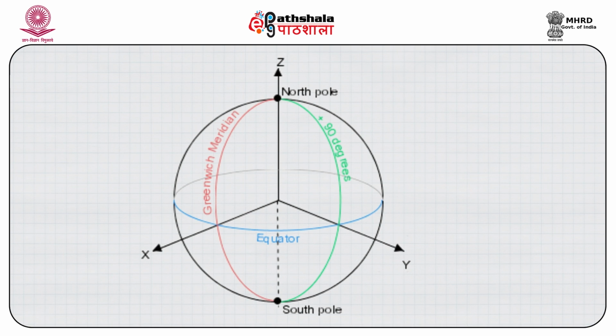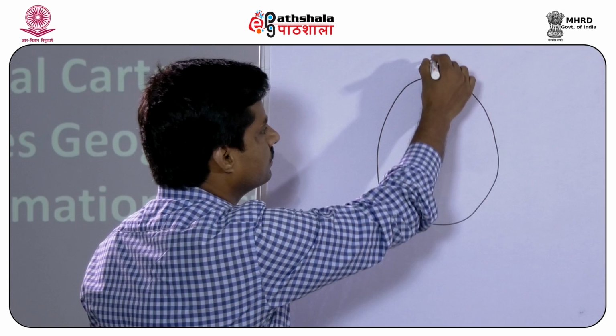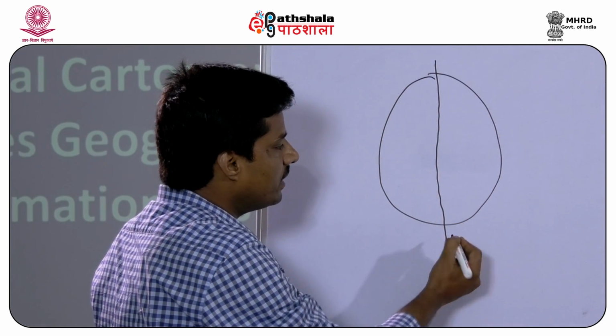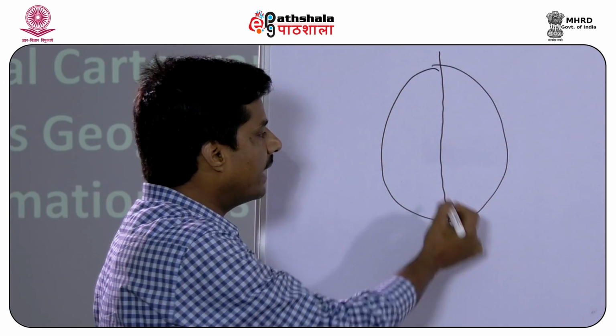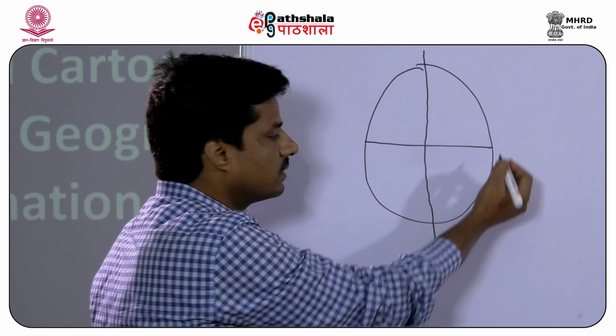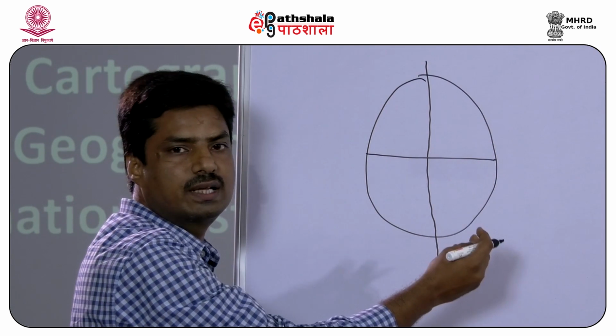In this map, we will be able to explain the latitudes and longitudes, the equator, North Pole and South Pole. All these things will be clear with the help of this map. Let me draw this map for your understanding. This is the spherical earth, dear students, and a line is passing through this spherical earth that is known as the prime meridian, and a horizontal line passing through this is known as the equator, which divides the earth into northern and southern hemispheres.